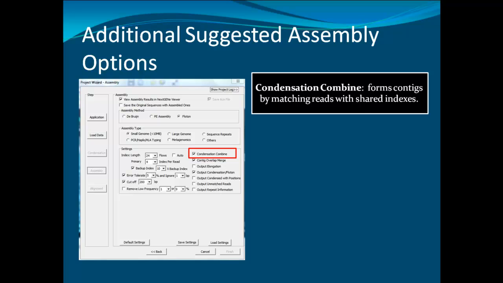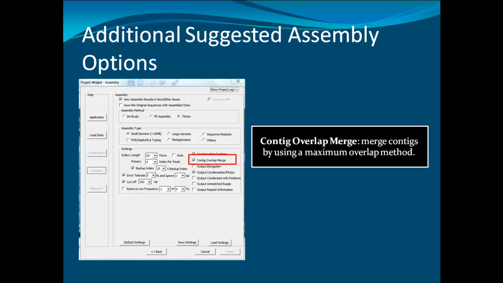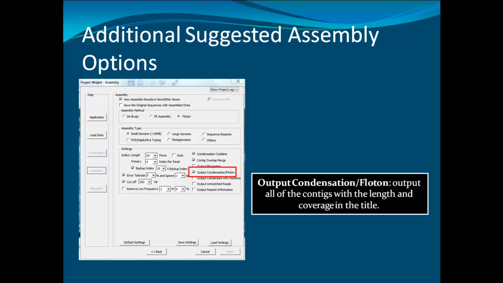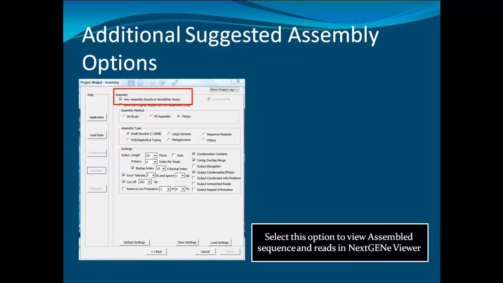The first is the condensation combine. This option will form contigs by matching reads with shared indexes. The next option is contig overlap merge, which will merge contigs by using the maximum overlap method. The output condensation Floton option will output all of the contigs with the length and the coverage in the title. This is the assembled sequence in FASTA format.